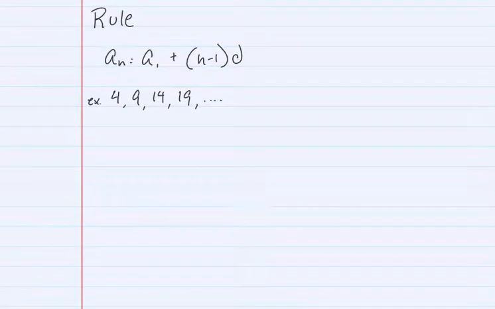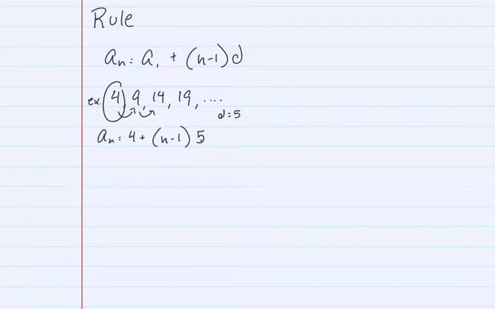In this example, we first want to write a rule, and then they want me to find the 15th term. So let's start out by using our formula. A sub n equals a sub 1. Here a sub 1 is my first term, plus n minus 1. We don't quite know the n's. And then my common difference. Let's see here. I add 5, add 5, add 5. So my common difference is +5.